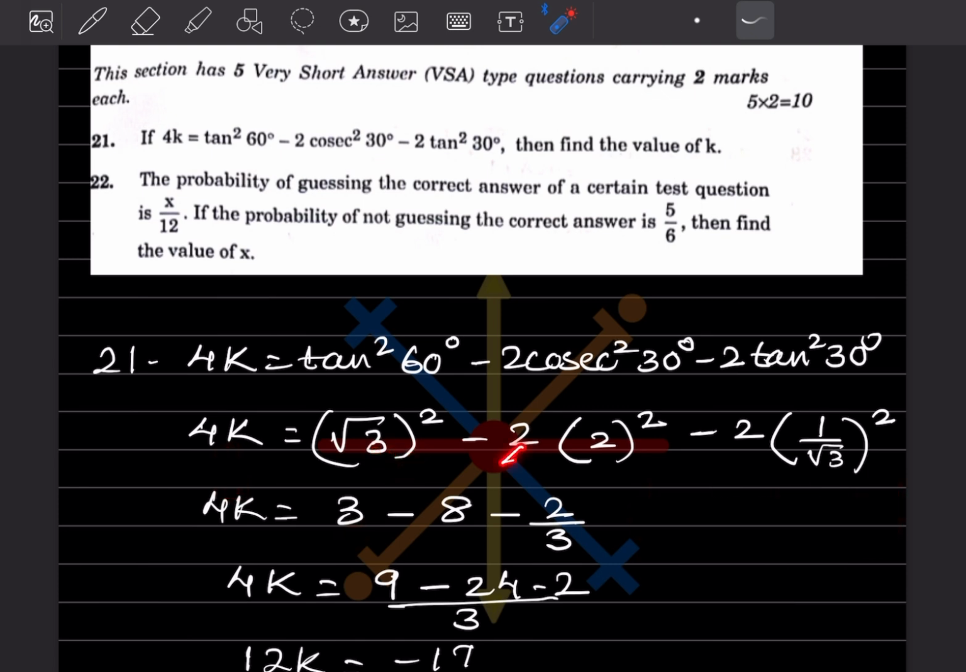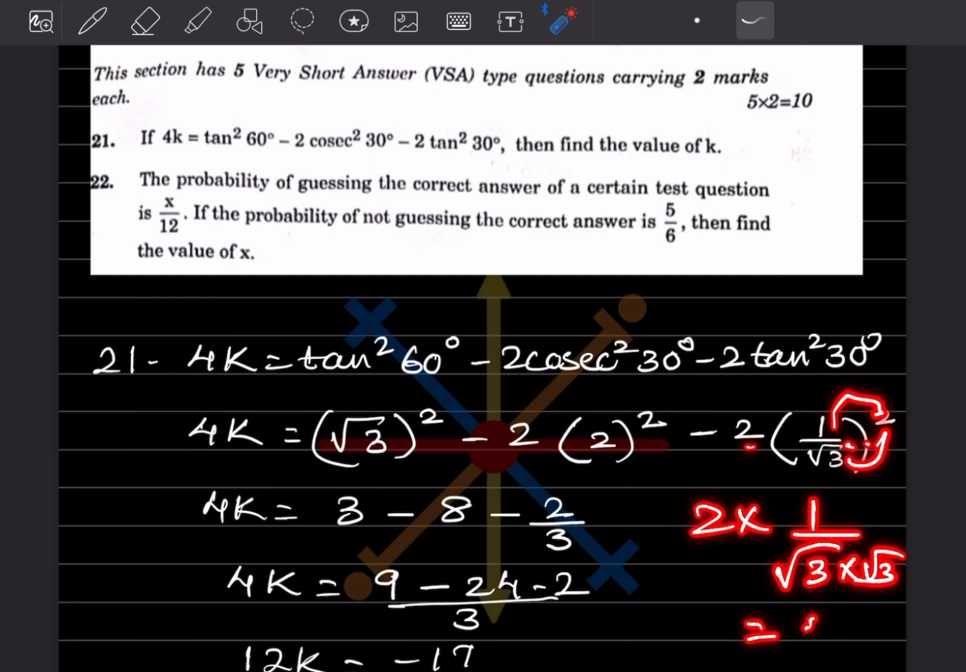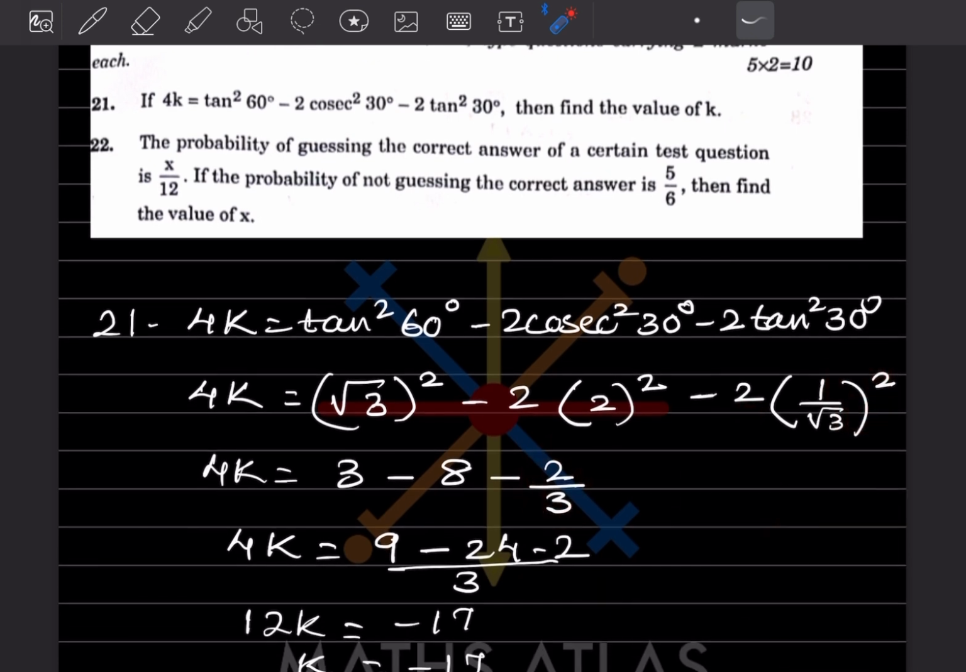Now this 2 and 2 2s are 4, 4 2s are 8. And this will be 2 into 1 by root 3, because this square is for this as well as this one. So root 3 into root 3, this will be 2 divided by root of 9. Root of 9 is 3, so that will be 2 by 3. So 4k will be here.